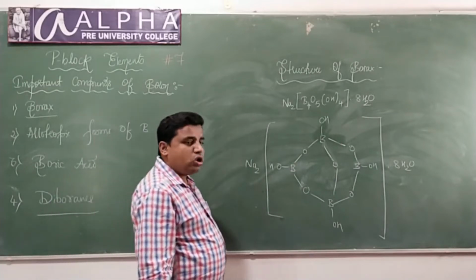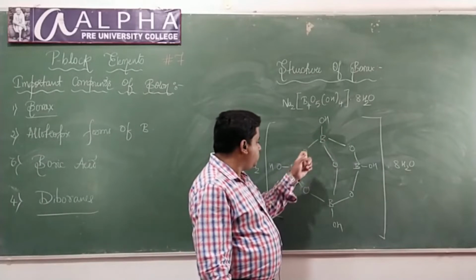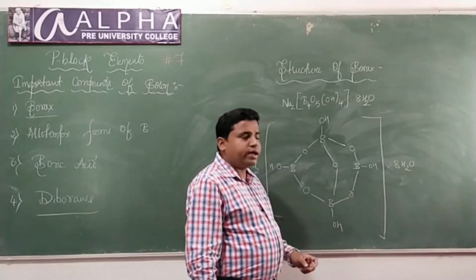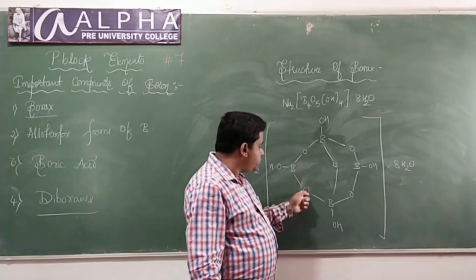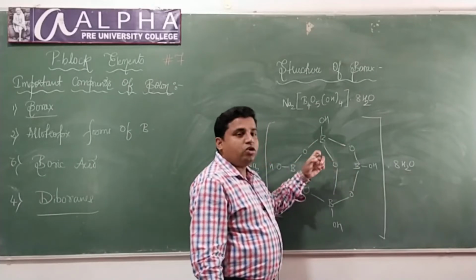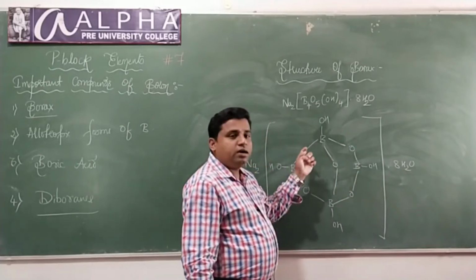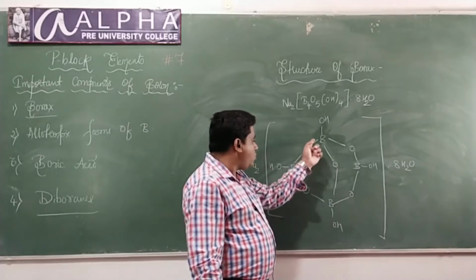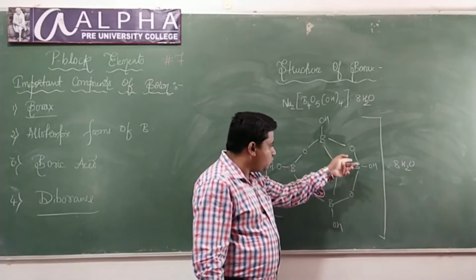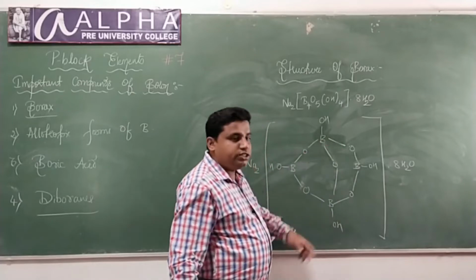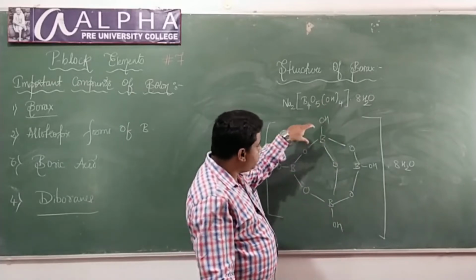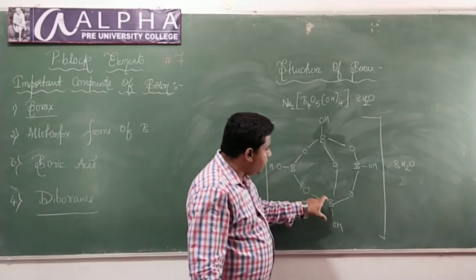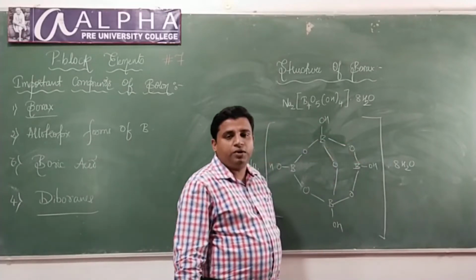We wrote 4 boron atoms, 1, 2, 3, 4. 5 oxygen atoms in between the 4 borons: one oxygen here, here, here, here, and here. Then we connected the boron and oxygen, boron oxygen, boron oxygen, boron oxygen, boron oxygen, and also boron oxygen. Understood? And there are 4 hydroxyl groups, one hydroxyl group here, here, here, and here.